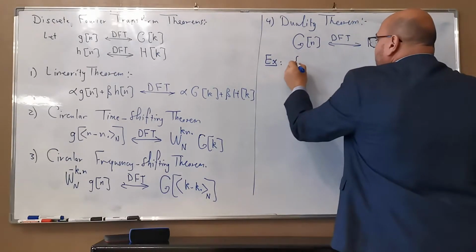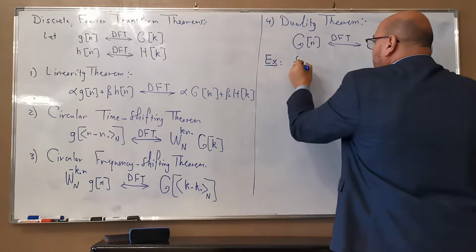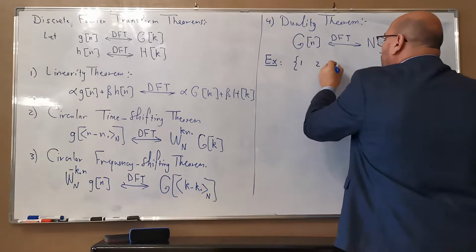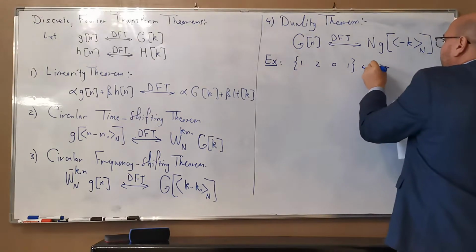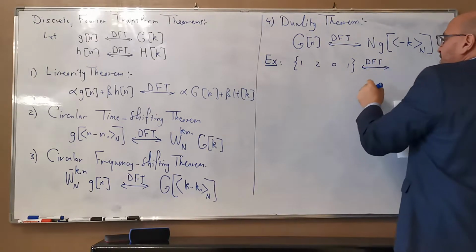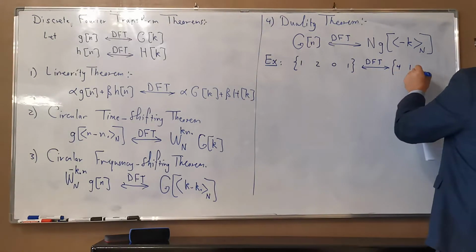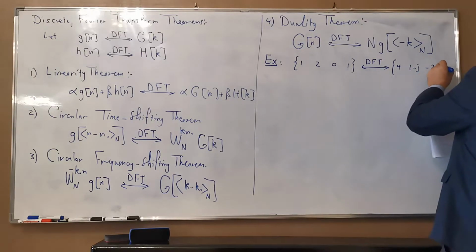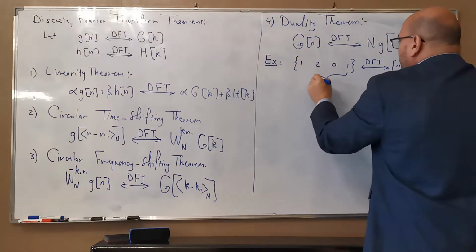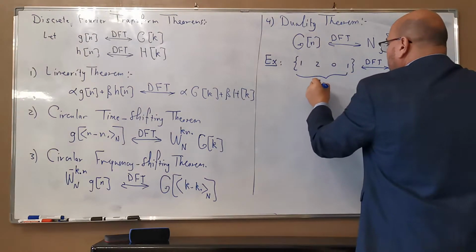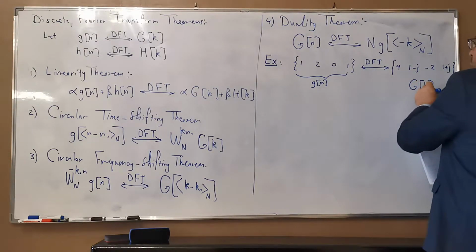We know already from previous examples that if you have G of N, which is equal to 1, 2, 0, and 1, we did its DFT, and we find the DFT of this sequence to be 4, 1 minus J, minus 2, and 1 plus J. So this is our G of N, and this is our G of K.